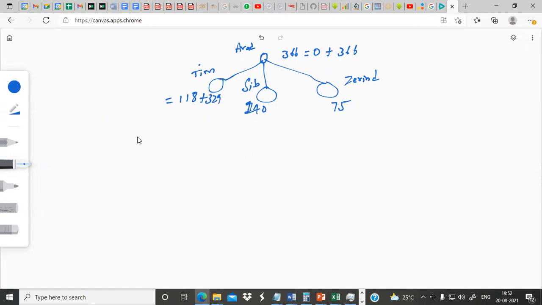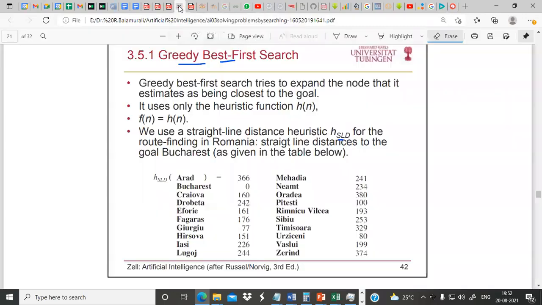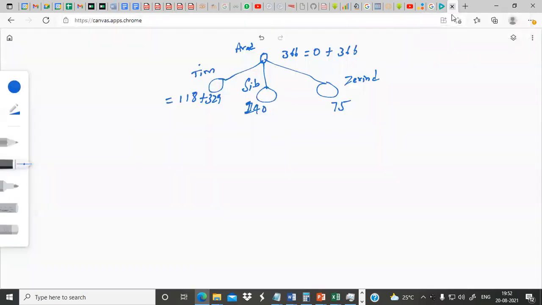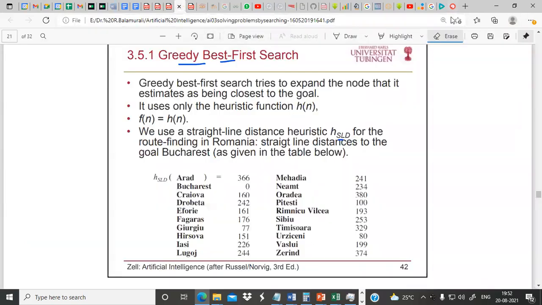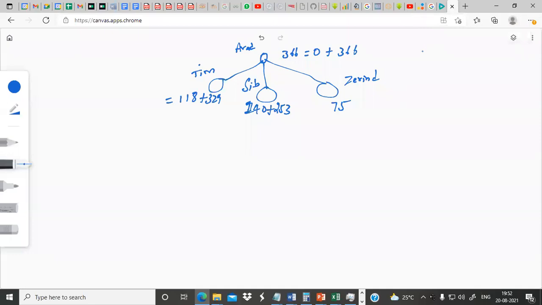And for Sibiu, this is g of n, and what is the h of n for Sibiu? That is the estimated cost of reaching Bucharest from Sibiu. It is 253. So this is 140 plus 253. And this is the g of n for Zerind, and what is the h of n for Zerind? That is the estimated cost of reaching from Zerind to Bucharest. It is 374. So plus 374.